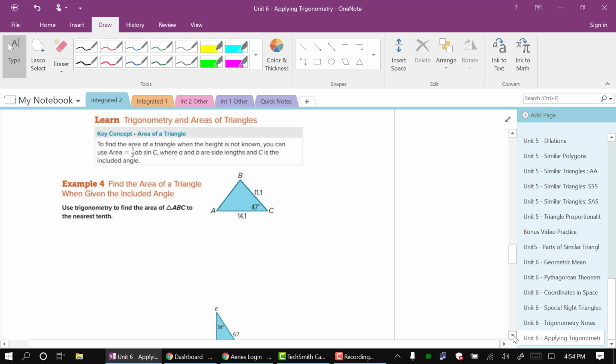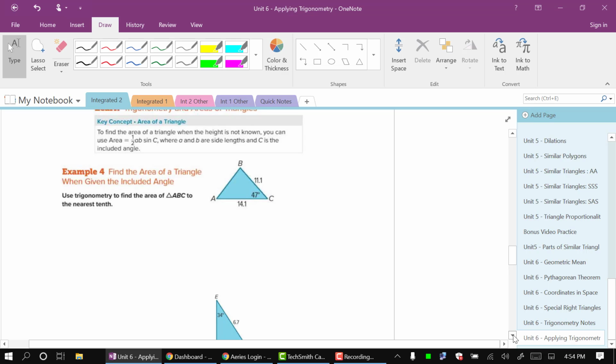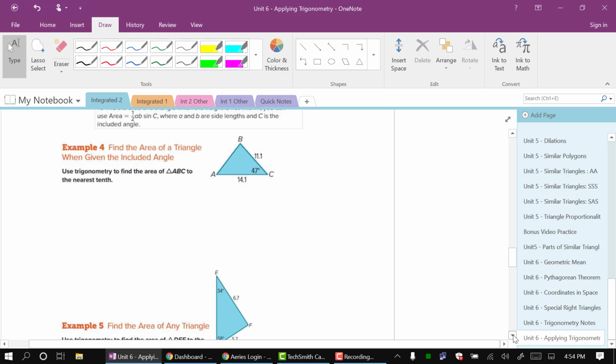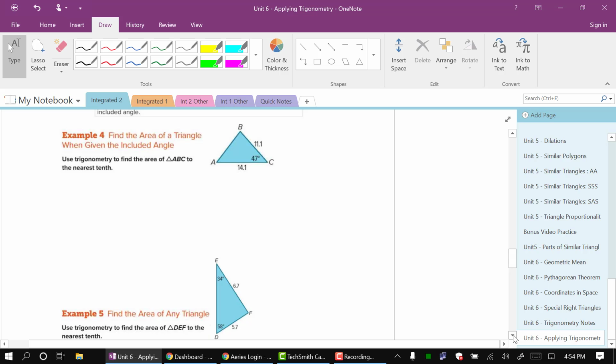So to find the area of a triangle when the height is not known, because normally it's base times height times 1/2, you can use the area 1/2 A times B sine C, where A and B are the side lengths and C is the included angle, so in between the two side lengths. So let's take a look at the first one. So use trigonometry to find the area of triangle ABC. So we have area equals 1/2 AB sine C.